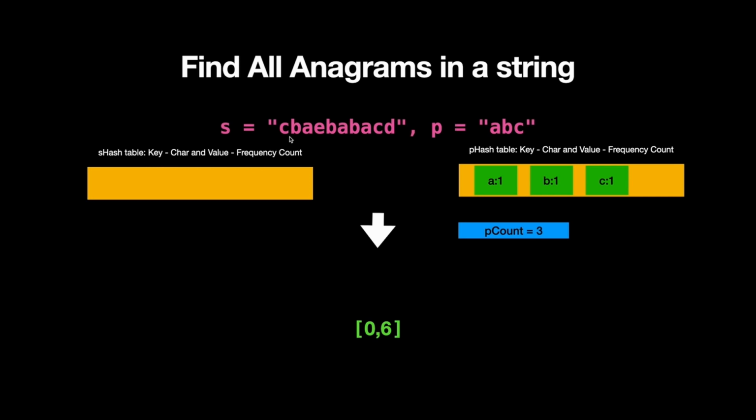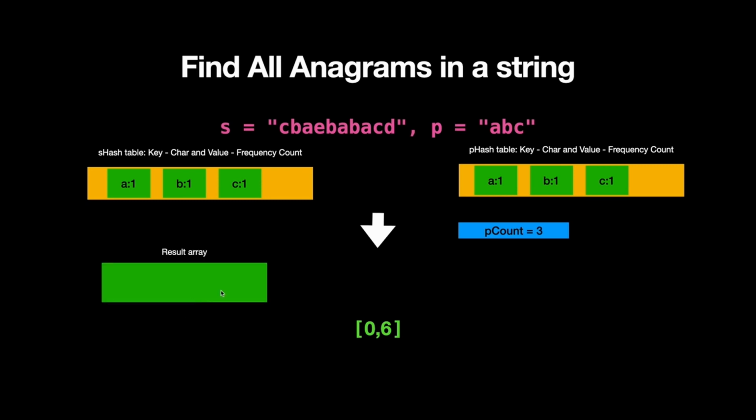So in this S table, first CBA would be inserted. So we'll insert BCA, and all this frequency count is similar to this one, right? We'll keep a resulting array, and if this S hash table and P hash table are equal, if both these hash tables are equal, then we will insert this index. It is at index 0, so we'll insert index 0 in our resulting array, right? In the next loop, the sliding window will slide from C to B, and we'll have this window of BAE.